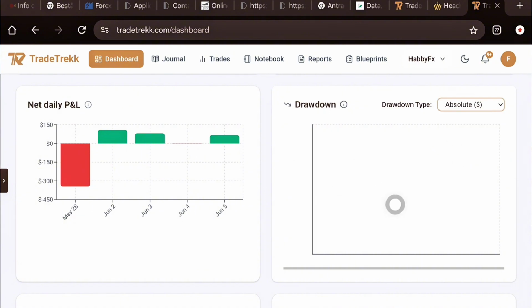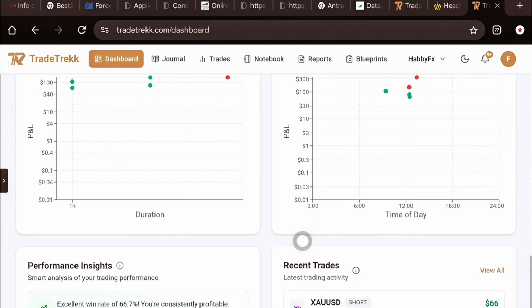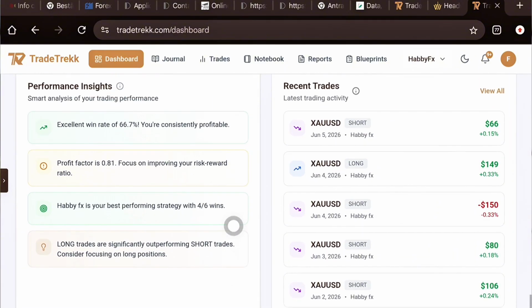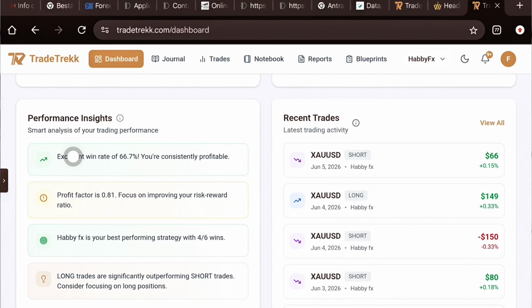So the performance insight is a smart analysis for trading performance. So you can see here he has a win rate of 66.7% for the week, which is actually not bad. I mean, it's above average. And you can see you are consistently profitable. Profit factor 0.1. Focus on improving your risk reward.